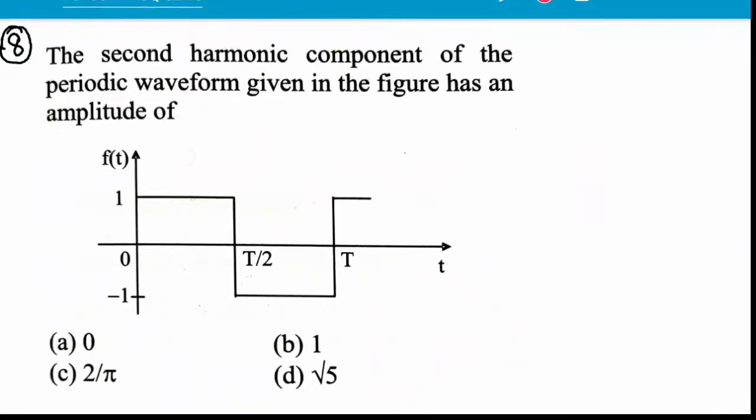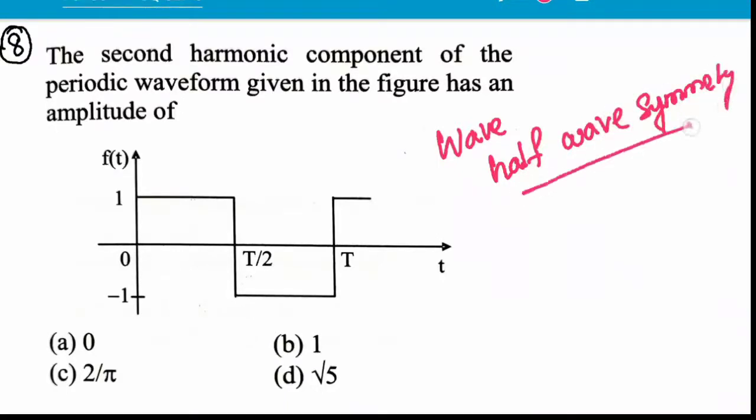This is asking for amplitude. So here the waveform has half wave symmetry. Half wave symmetry means the negative replica of the waveform from 0 to T by 2 will be from T by 2 to T. This is the negative replica of this one.